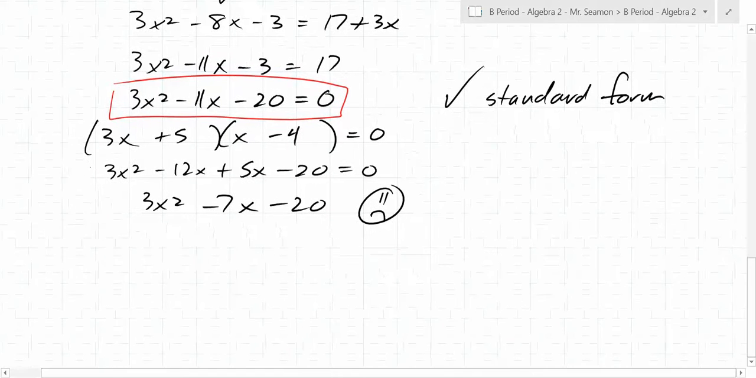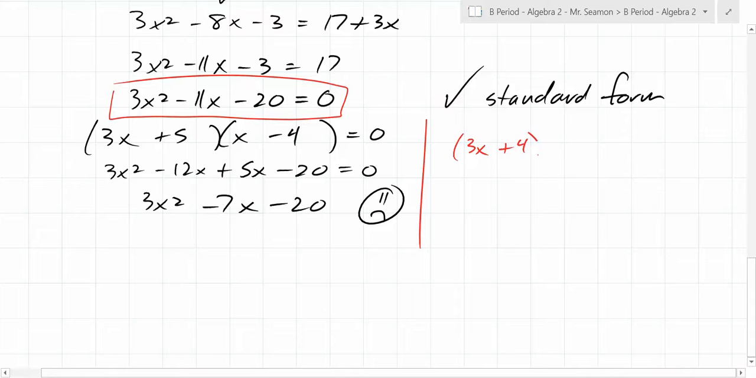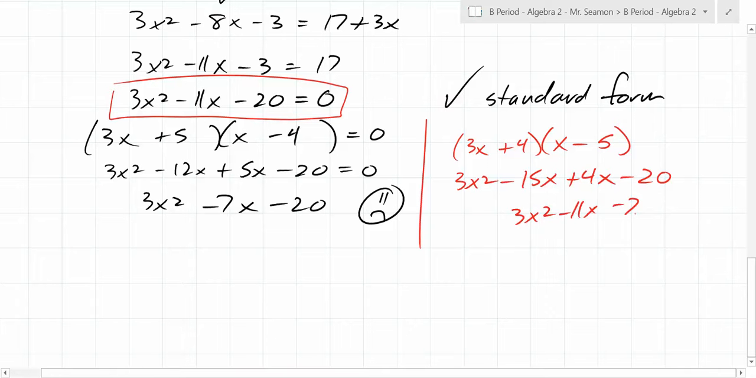So are there any other pairs we could try? Well, 3x, we could do 3x what? How about plus 4 and x minus 5 equals 0. Let's just test it. What do you get? 3x squared minus 15x plus 4x minus 20. Look what you get. Does it work? Yes, it does.